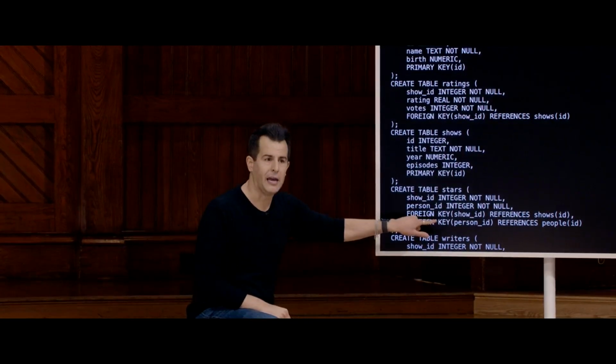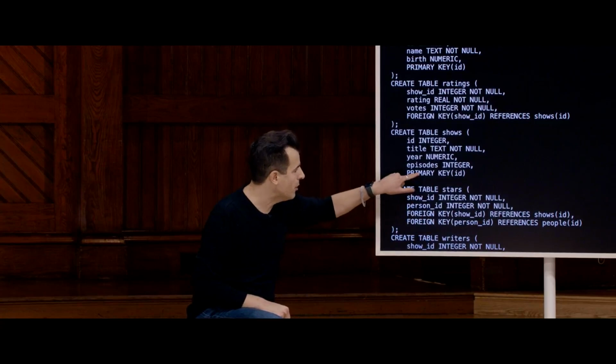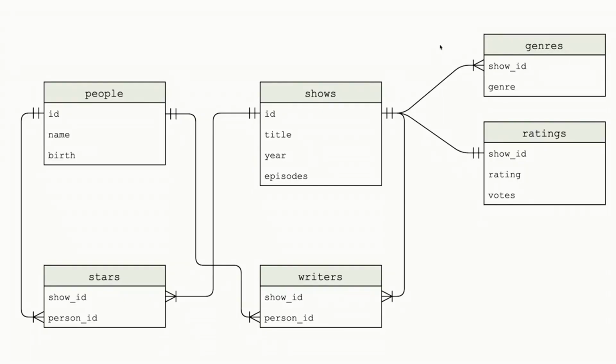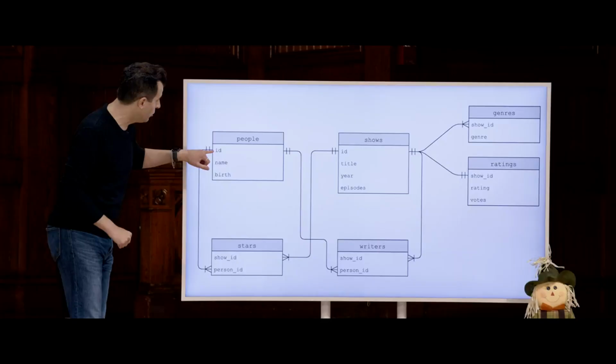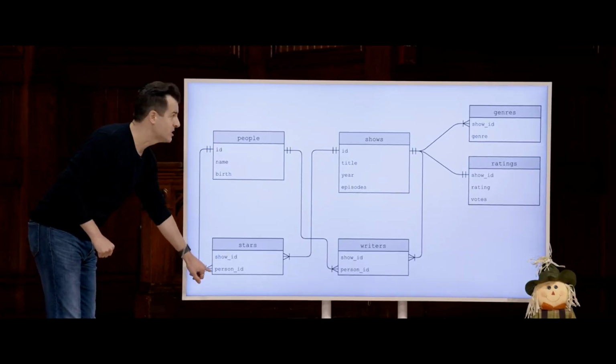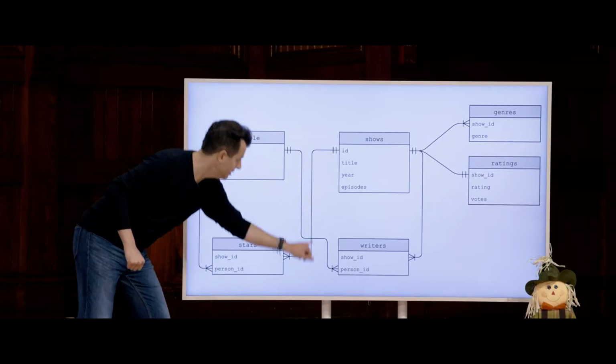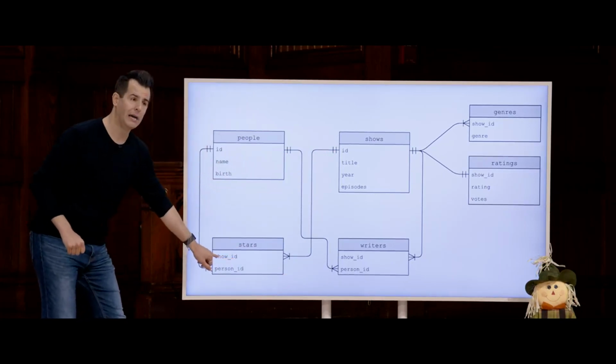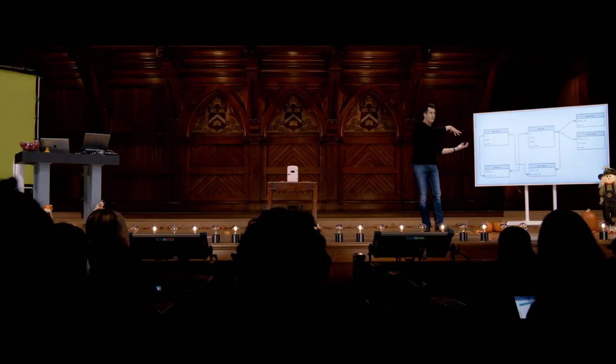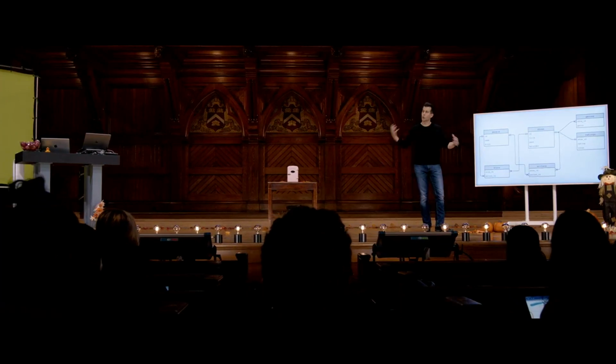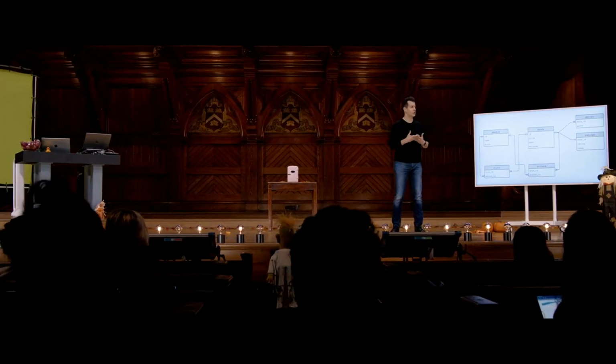But what's this implying? These keywords like primary key and foreign key are what are doing in code what this picture was painting a moment ago. These lines here are drawn literally to line up with the corresponding things. People's ID lines up with person ID. Show's ID lines up with show ID. And so you're just seeing a graphical version of the code that creates these relationships.